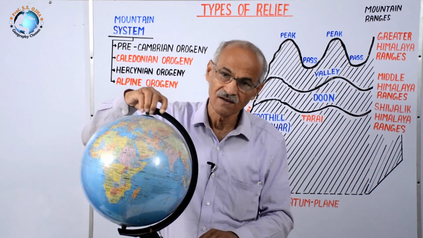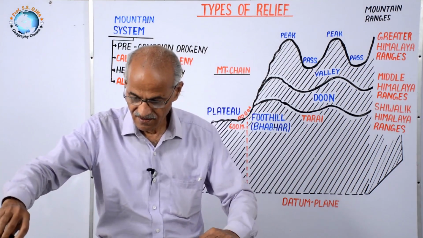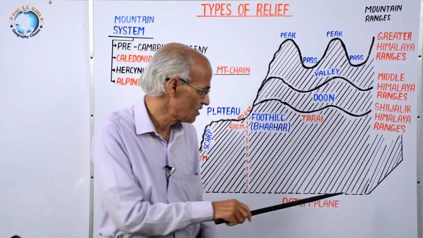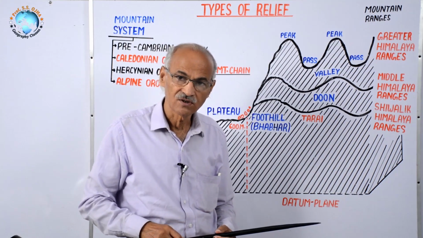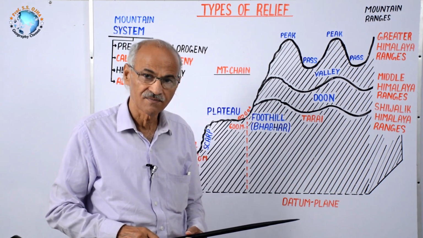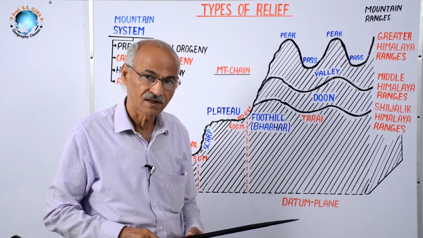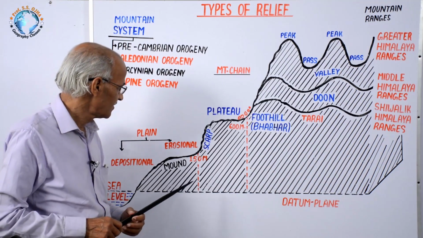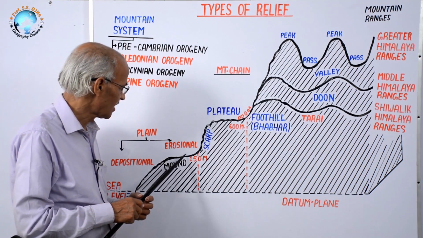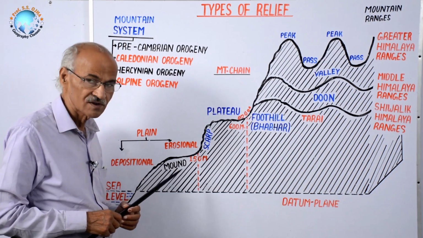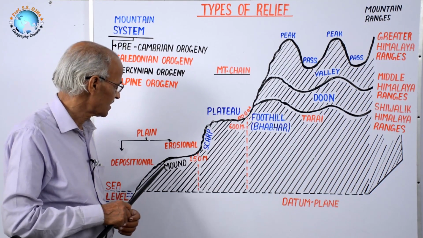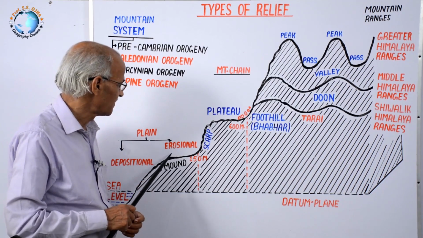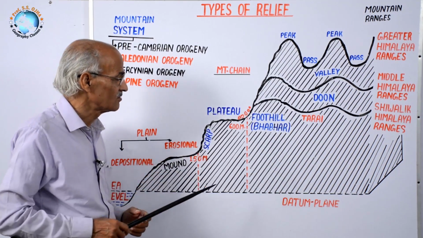Plane spelling P-L-A-N-E, not P-L-A-I-N. If on datum plane you roll a ball, it will smoothly and uninterruptedly move ahead. Contrary to it, on a plain, the ball will be hindered by some mounds or some rivers because it has a rugged surface. Now, what is the difference between plain, plateau, and mountain?